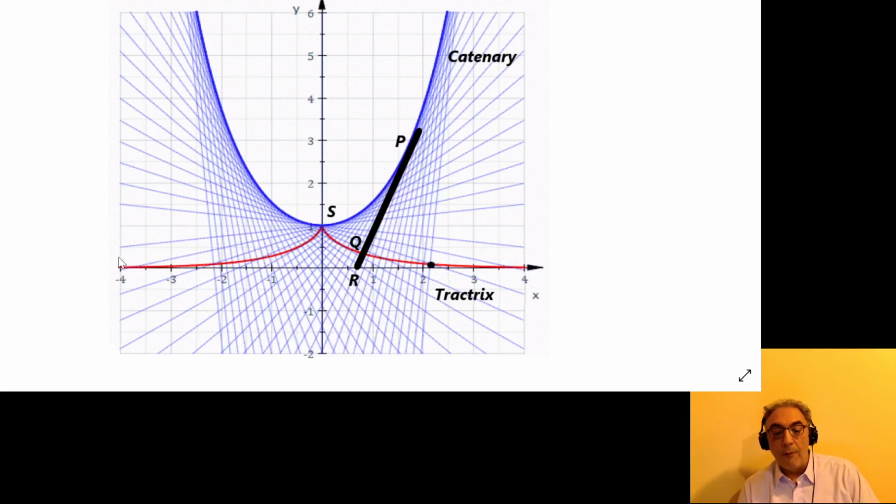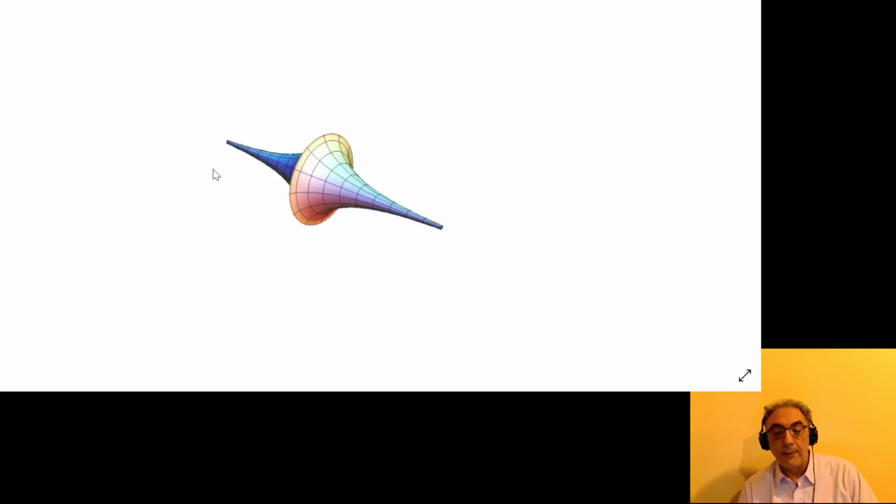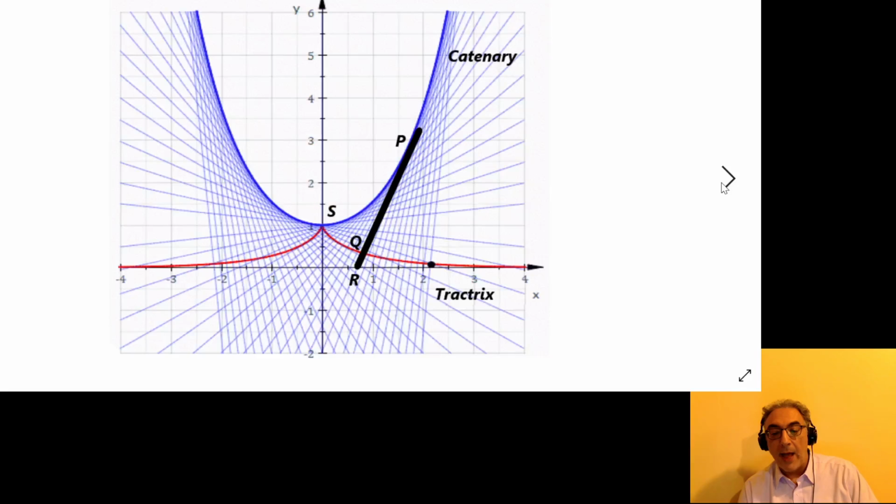So this is obviously a cross-section, since the pseudosphere has been obtained out of the rotation of the tractrix along this horizontal axis of symmetry. So a cross-section is giving rise on our screen to a catenary curve and to the corresponding tractrix.